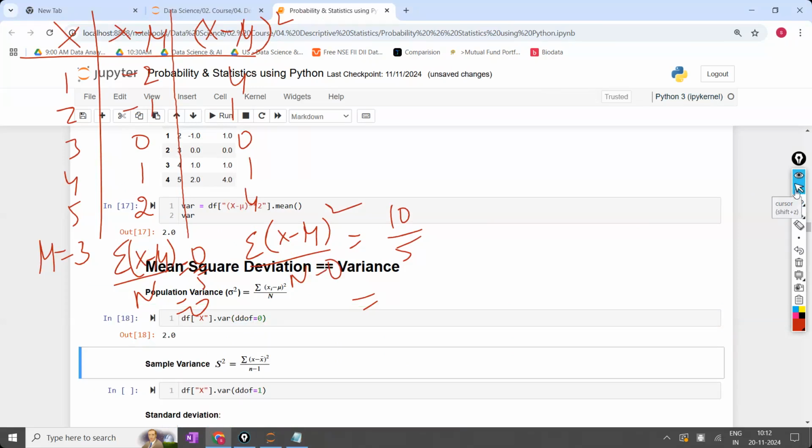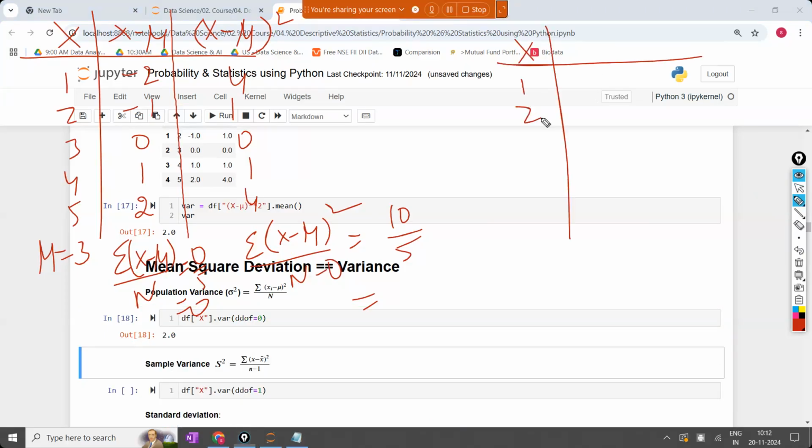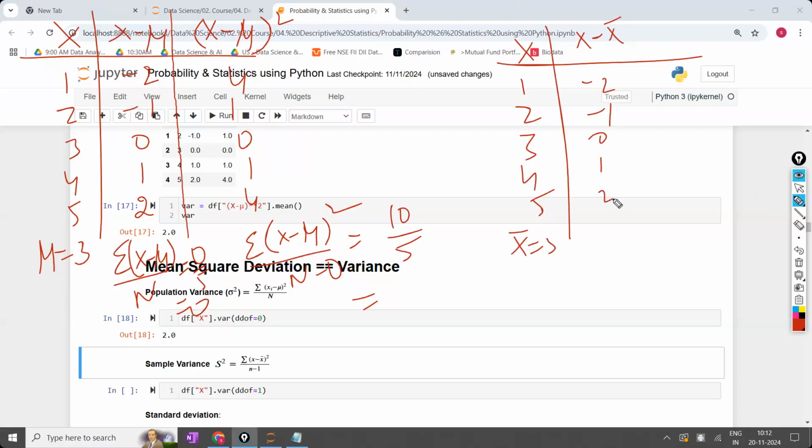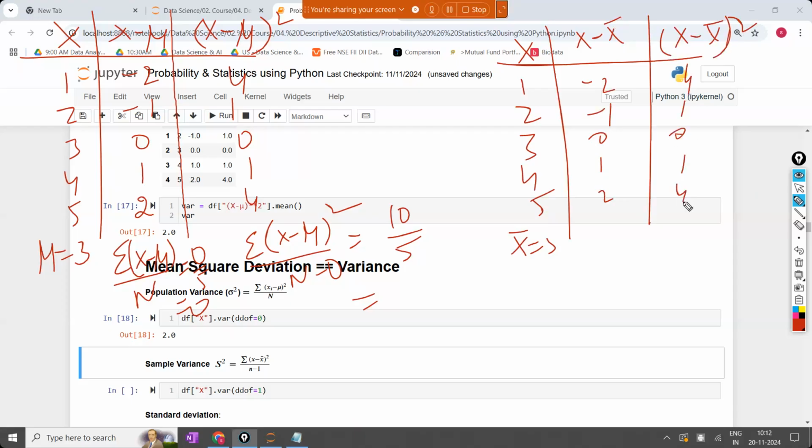Now tell me guys, if it is sample data, what is the variance value? Assume it is sample data: 1, 2, 3, 4, 5. What is x bar? 3. What is x minus x bar? That is minus 2, minus 1, 0, 1, 2. Same, right? Is there any difference? No. X minus x bar whole square? 4, 1, 0, 1, 4. Any difference? No.